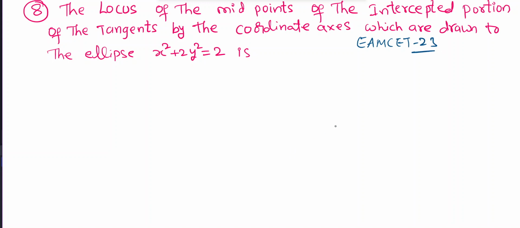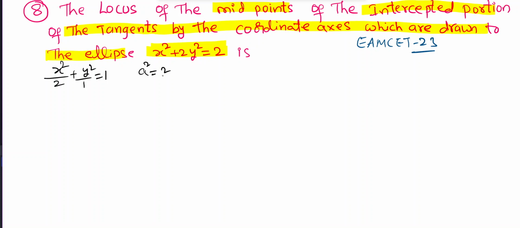This is the next question from ellipse. This is an Eapcet 23 question. Here it is given: the locus of the midpoints of the intercepted portion of the tangents by the coordinate axes, which are drawn to the ellipse x square plus 2y square is equal to 2, is dash. So here the given ellipse is x square by 2 plus y square by 1 is equal to 1. Here a square is equal to 2, a is equal to root 2, b square is equal to 1, b is equal to 1.